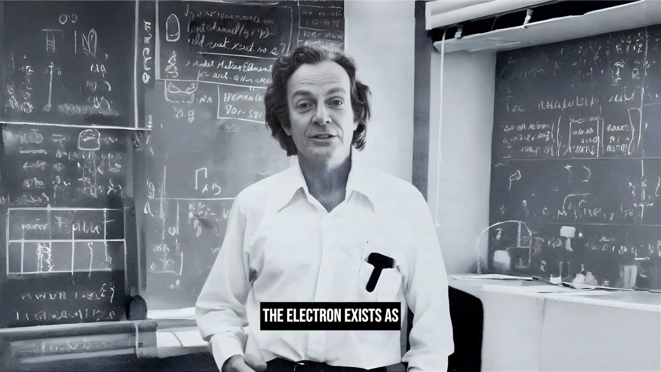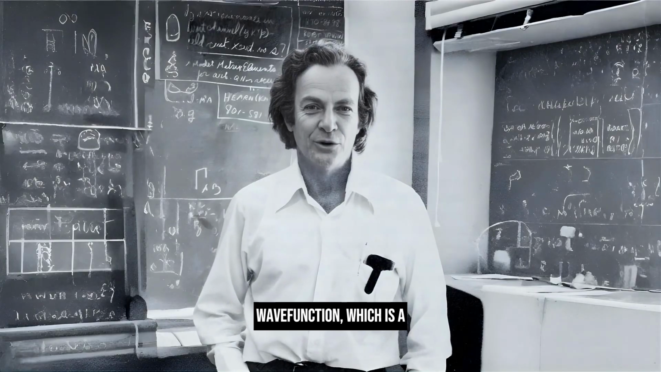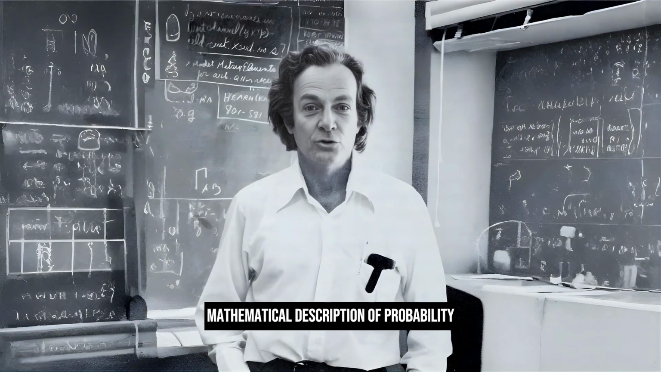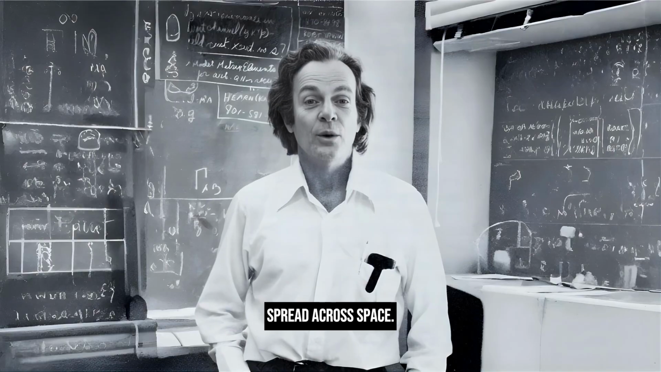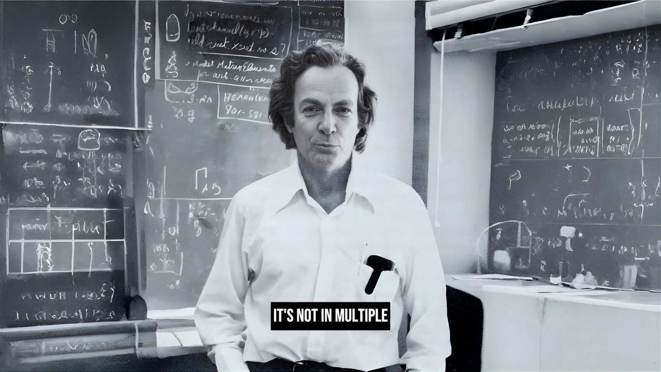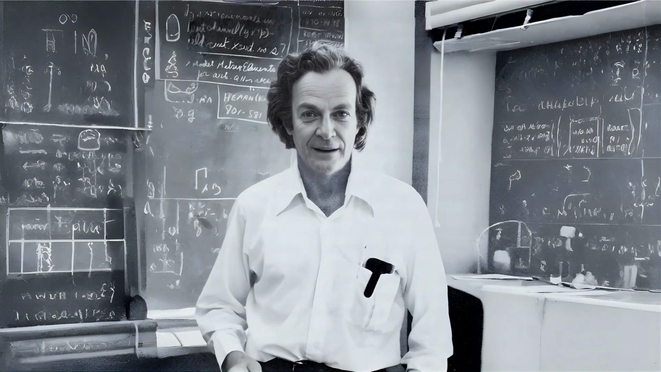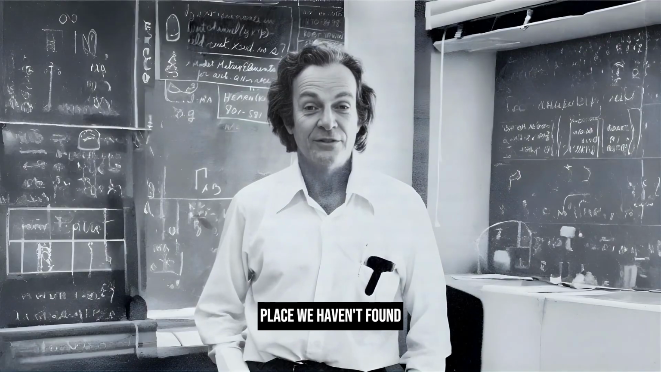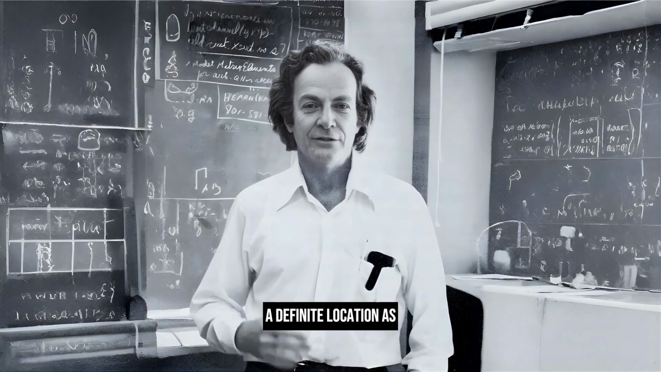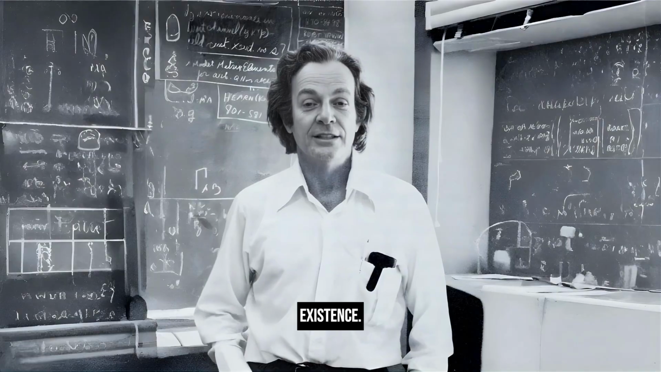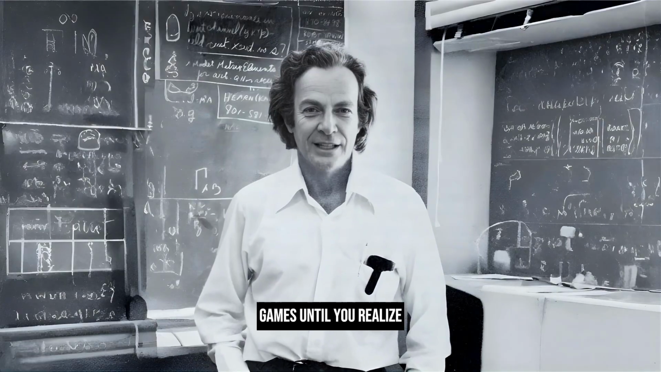The electron exists as something we call a wave function, which is a mathematical description of probability spread across space. It's not in multiple places at once, exactly. It's not in one place we haven't found yet. It simply doesn't have a definite location as a property of its existence. This sounds like semantic games until you realize what it means experimentally.